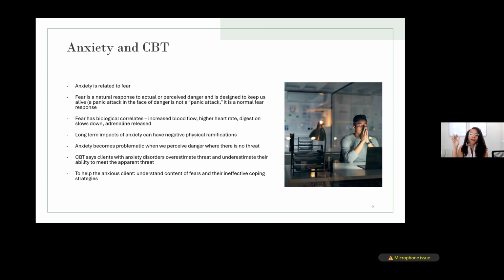Anxiety becomes problematic when we perceive danger when there is not actually a threat. That's also a difference between fear and anxiety. Fear is designed to help us survive a danger.